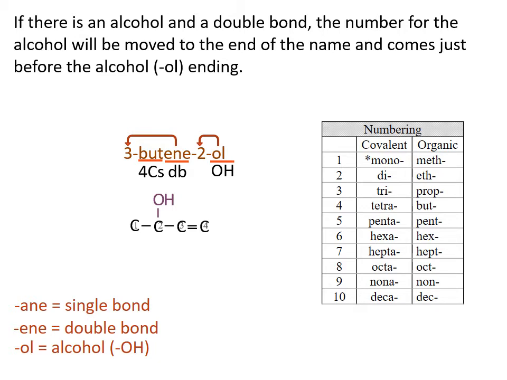Now add hydrogens so that every carbon is making 4 bonds. So the first carbon will need 3 hydrogens, the second carbon will need 1, the third carbon will need 1 more bond, and the fourth carbon will need 2 hydrogens added to it.